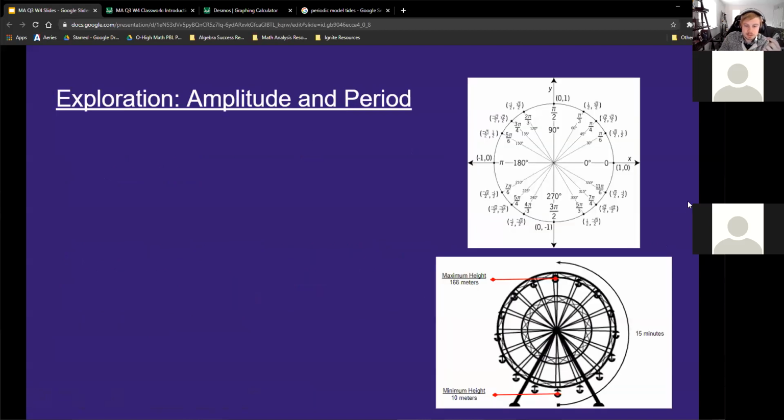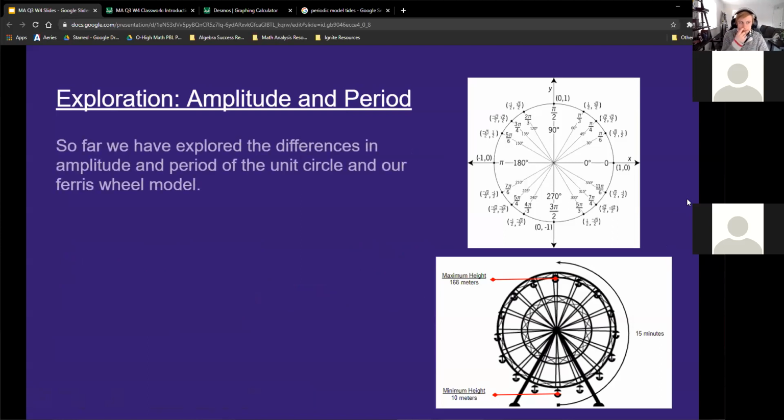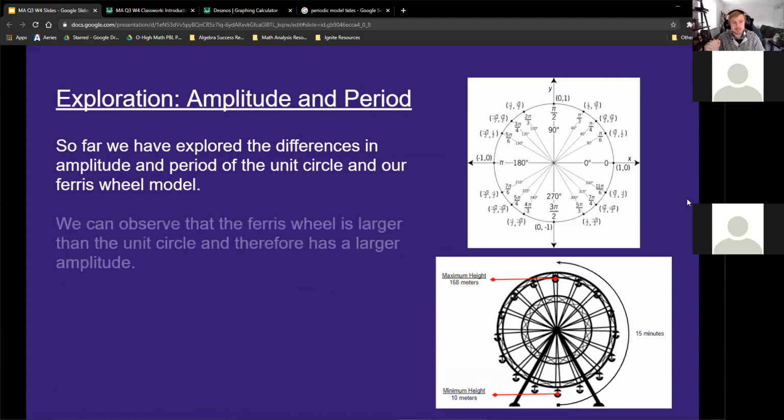So what I wanted to do, guys, was break down these ideas of amplitude and period, and then we're going to introduce some new ideas in a similar fashion. All right. So first of all, let's look at amplitude and period. So far, we've explored the differences of amplitude and period for the unit circle in our Ferris wheel model. That's what we literally were doing in that mastery assessment, right, guys?